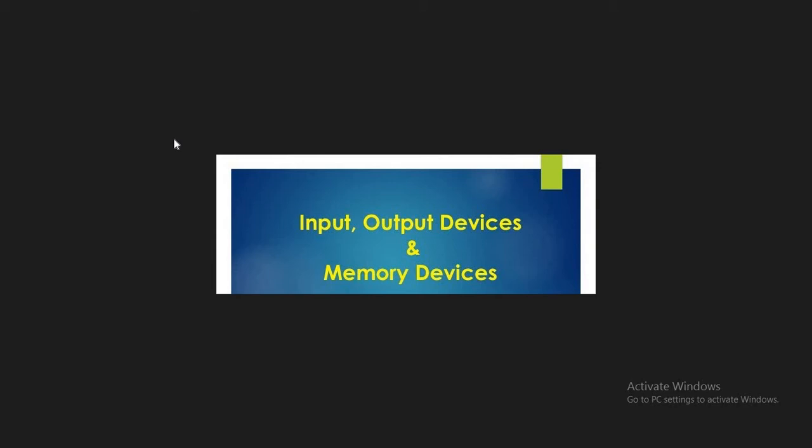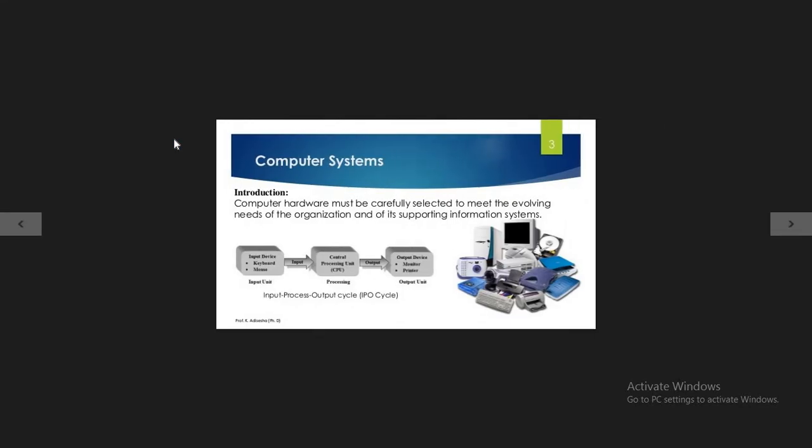Today we are going to learn input, output and memory device. Last time we have already learned the histories of computers, generations of the computers and basic things, right? So today we are going to learn input, output device and memory device. Okay, this is a computer system.